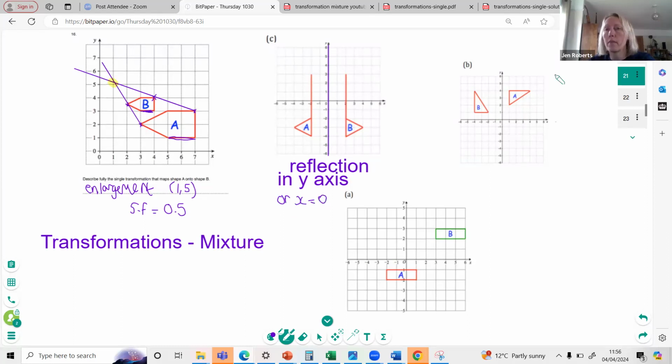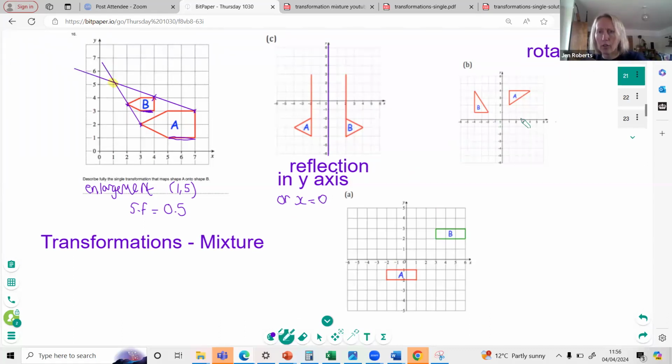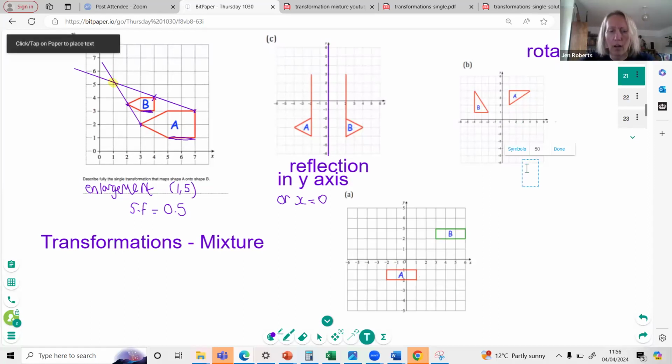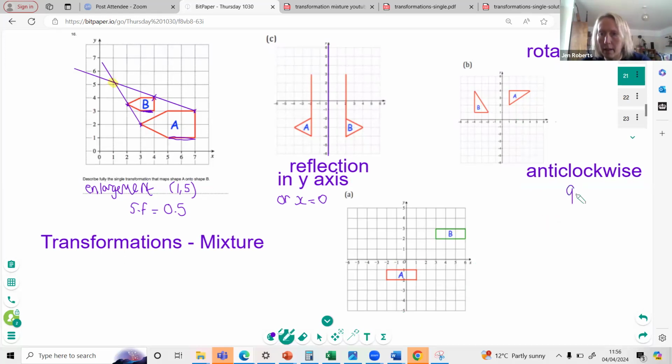Okay, and this one, you saw that was a rotation. What information do we need there? Well, A to B, can you see it's gone to the left? Anti-clockwise. So you should have written anti-clockwise somewhere. It's a quarter turn, so 90 degrees. And the centre, 0, 0. So hopefully you would have got your tracing paper out there to work that one out.